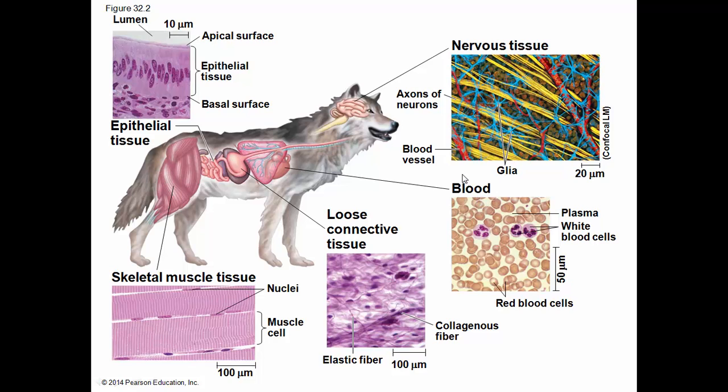Then we also have the connective tissue, which, interestingly, the loose connective tissue, forms around the surface of and forms the structure of many organs. These have elastic fibers in them. They have collagenous fibers, which are fibers, and collagen is a protein that helps to bind these tissues together.